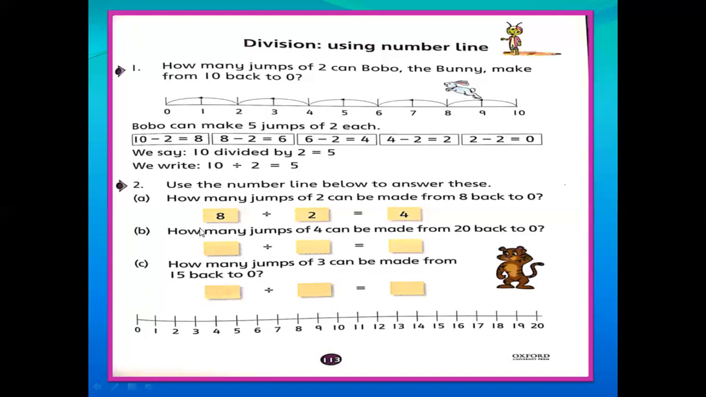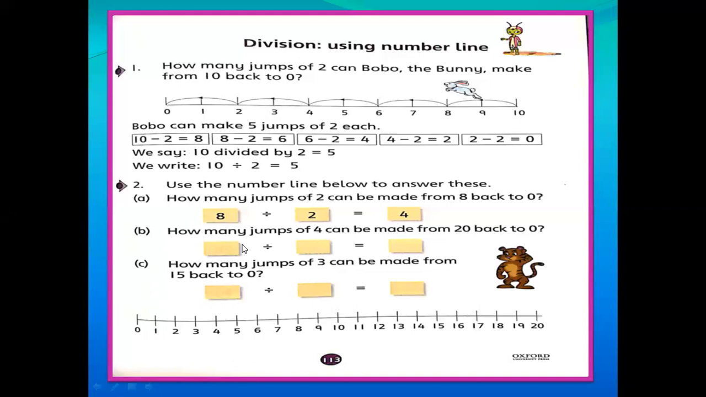Factor means, for example, there is a number 6. 2 multiply 3 is 6. So 2 and 3 are the factors of 6. 10: 2 multiply 5, so 2 and 5 are the factors of 10.